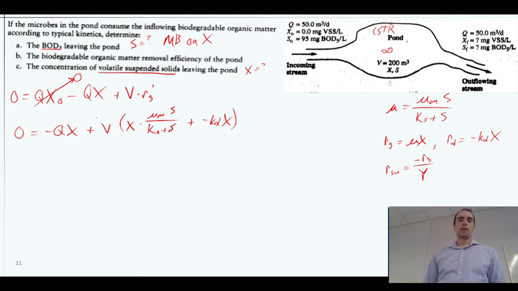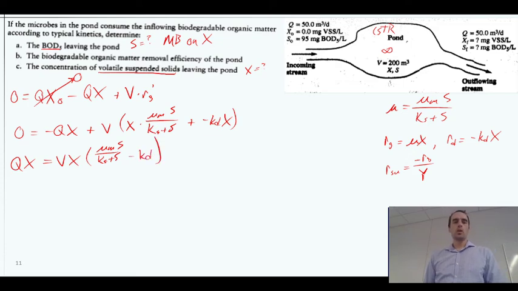From here, we might recognize that we can factor out an X from this term on the right, and we'll go ahead and move the QX over. So we say QX equals VX times mu max S divided by Ks plus S minus Kd. At this point, we can see a few things might cancel, including the X's. So we've done a mass balance on X, and the X's have dropped out.